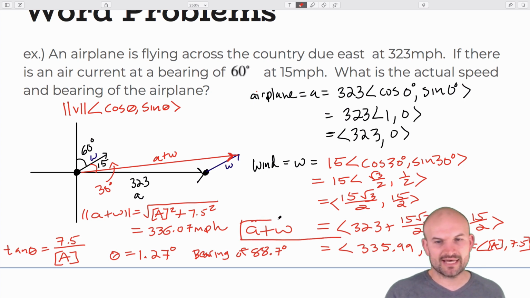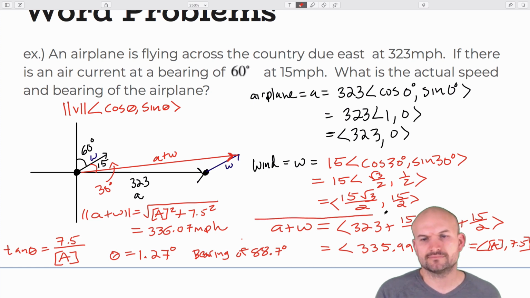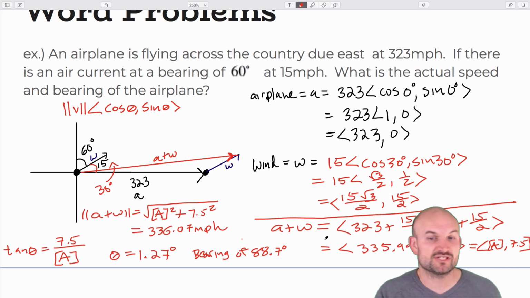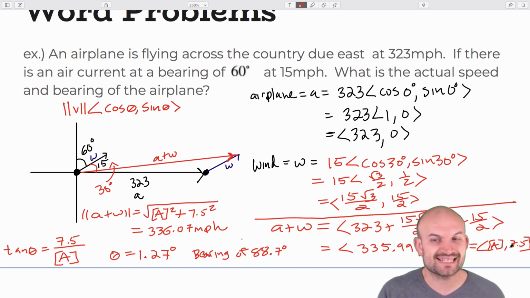Here's this equation that I was talking about. We want to find, actually, I don't know why I wrote that so far away. What we're looking for here is A plus W, right? A plus W is going to be the airplane plus the wind. So when you add the airplane plus the wind, you're going to get this vector. Since we have the square root of 3, this gives us an irrational number. So I stored this as A.